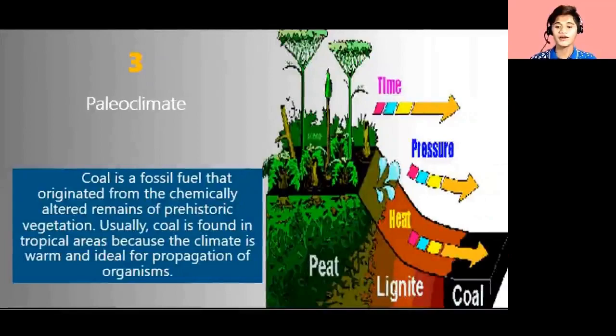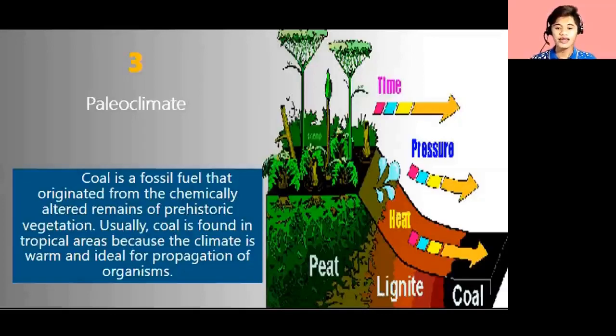Moving on, we have paleoclimate. Paleoclimate includes coal. Coal is a fossil fuel that originated from the chemically altered remains of prehistoric vegetation. Usually, coal is found in tropical areas because the climate is warm and ideal for propagation of organisms. But bituminous coal deposits are found in cold areas, so current cold areas were once in equatorial regions.